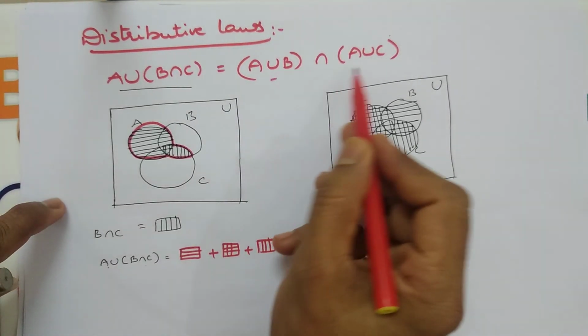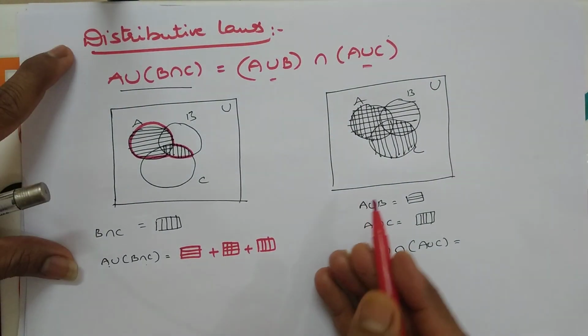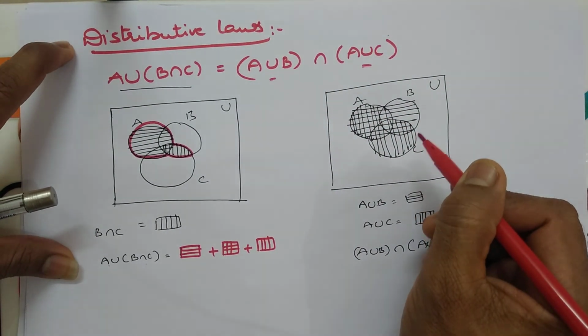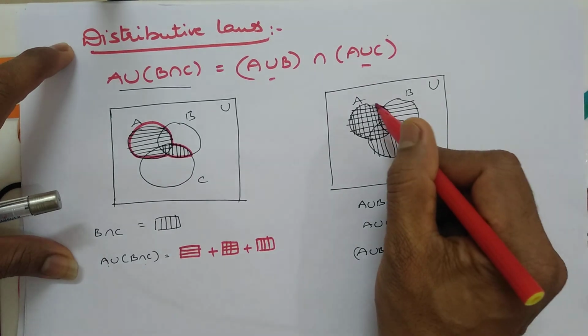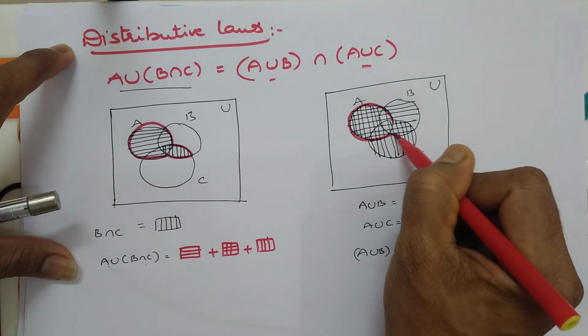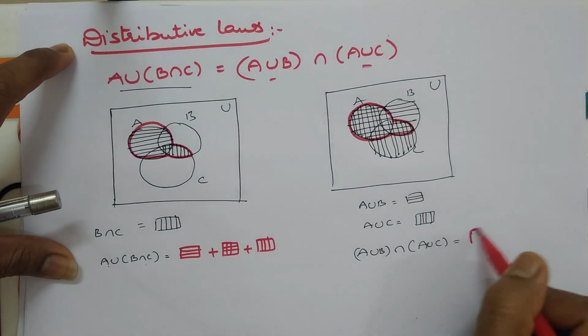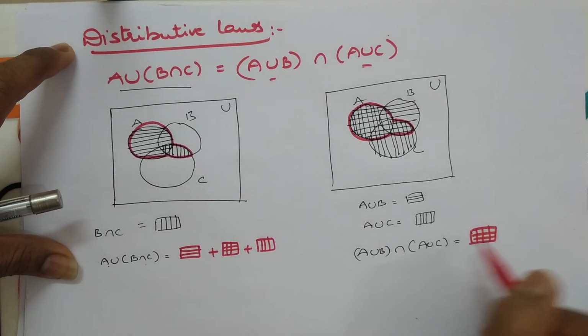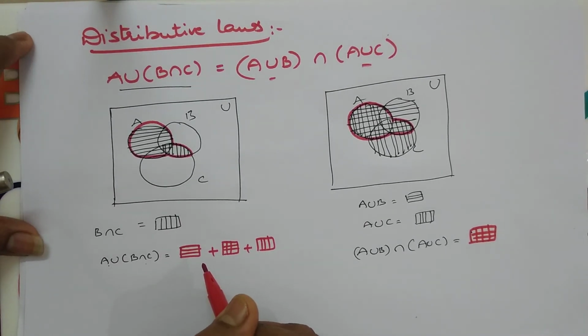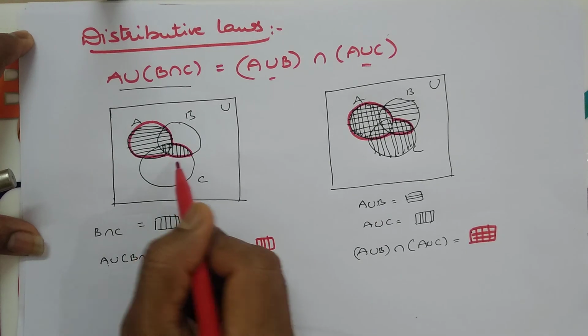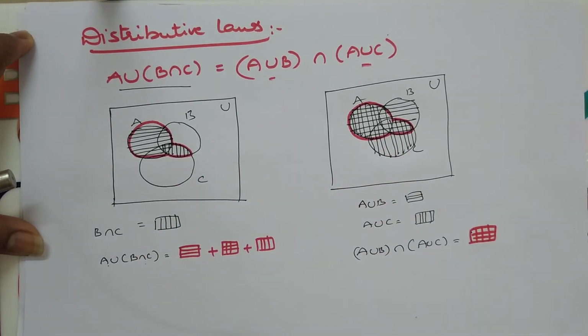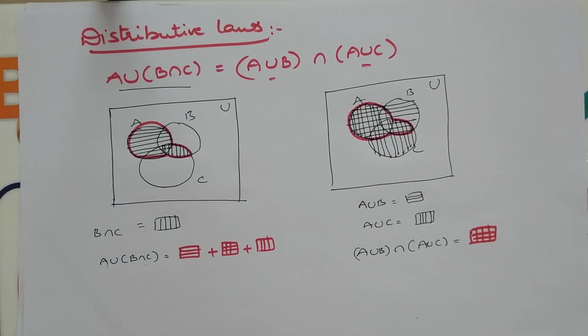In between these two operations we have intersection. Intersection means which are common, which are double shaded. See here, this is double shaded. Intersection means which are common. Union means all the regions will come. So now see here, this one and this one both are the same. This is how we have to simplify the problem by using a Venn diagram.